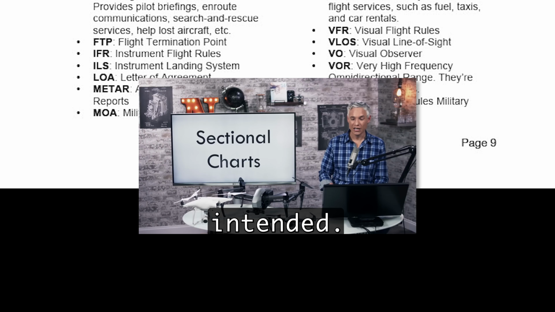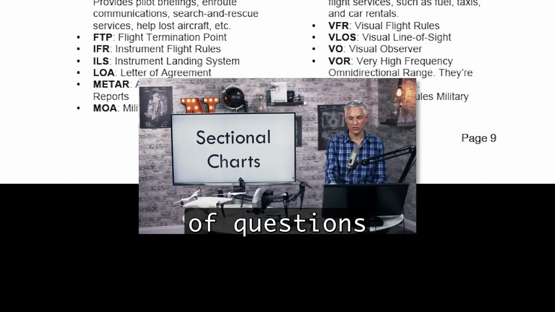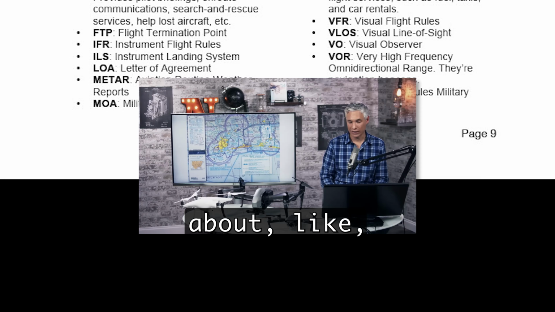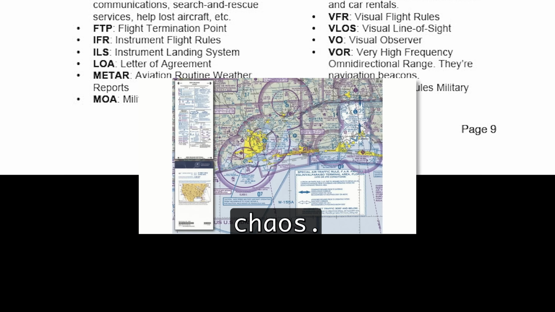No pun intended. Sectional charts are the answers to lots of questions about what you should refer to for information about things like Class D airspace. We looked at sectional charts earlier. It's this sort of chaos.